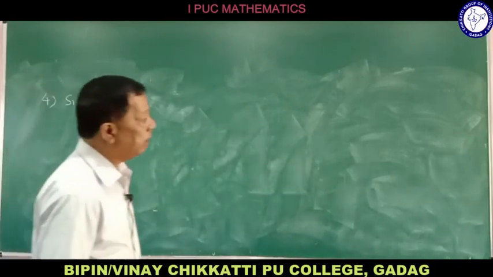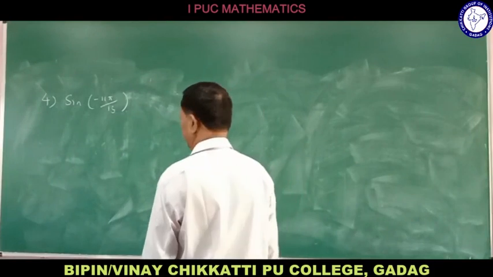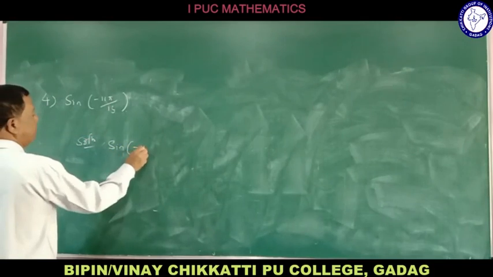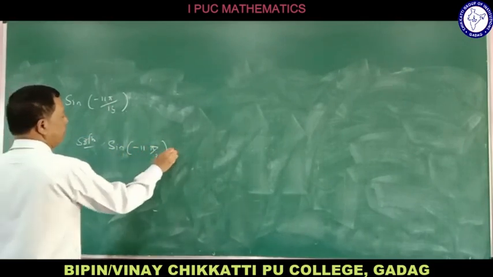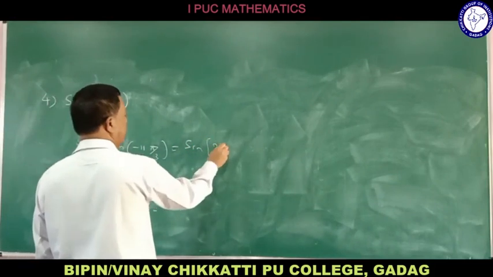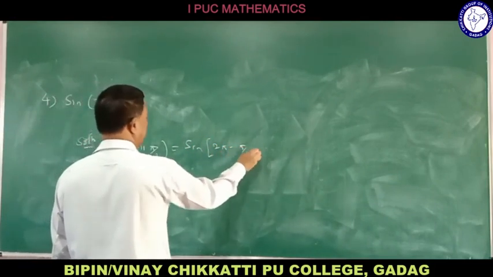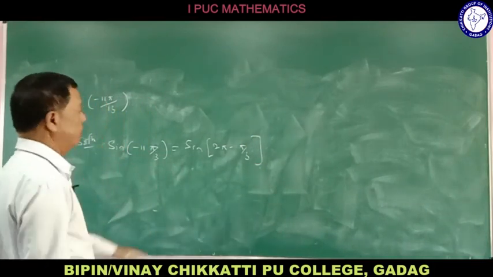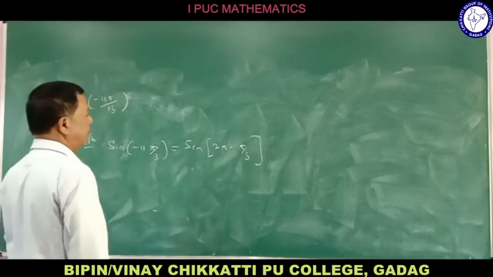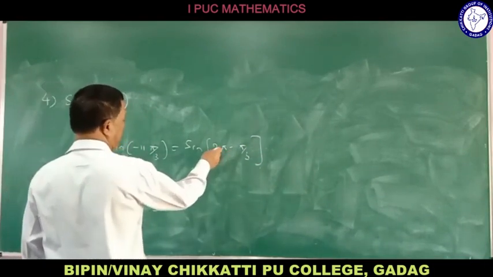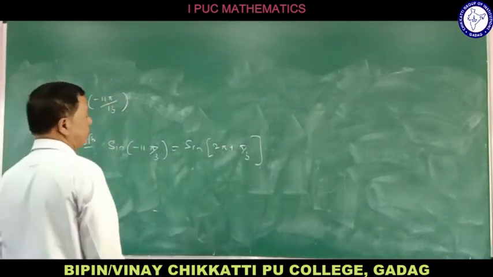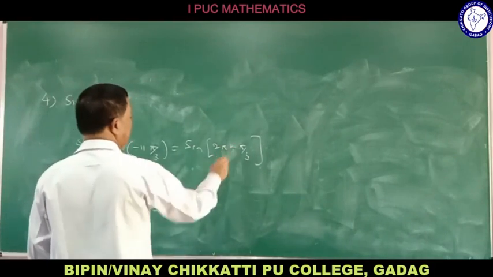So sine of minus 11 pi by 3. Already I have told you that result, you can see, and try to understand how it is done. So this is equal to sine of 2 pi minus pi by 3. So what comes here? You have to write that plus only. Now you have to see that minus you have to find out, and accordingly you can write the result.